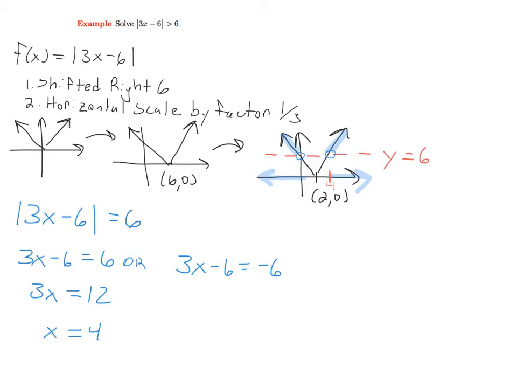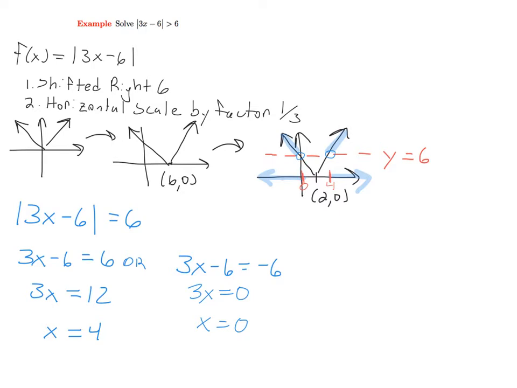And solving the other possibility, we again add 6 to both sides. That gives me 3x is equal to 0, and then we divide by 3. So I see that x equals 0 is the other solution where these two intersect. And so that means this other point occurs exactly where these two graphs cross the y-axis.